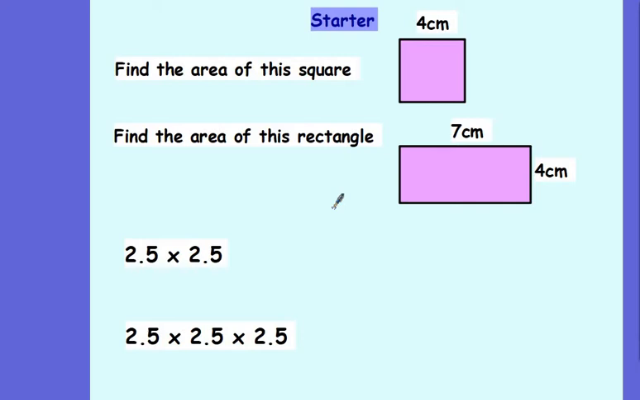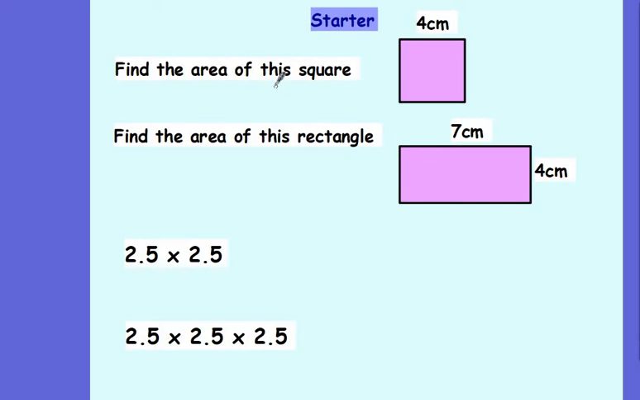Can you find the area of this square where I've given you one length is 4? Can you find the area of this rectangle where I've told you the length is 7 and the height is 4? Can you work out 2.5 times 2.5 for me? And can you work out 2.5 times 2.5 times 2.5? Pause the video and have a go at those questions in your light blue books now please.